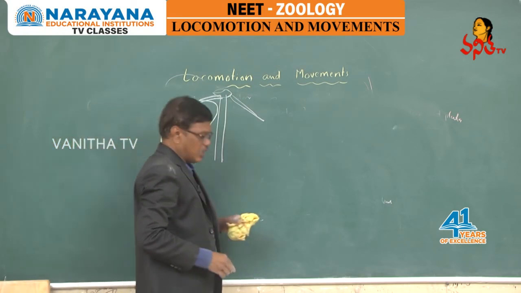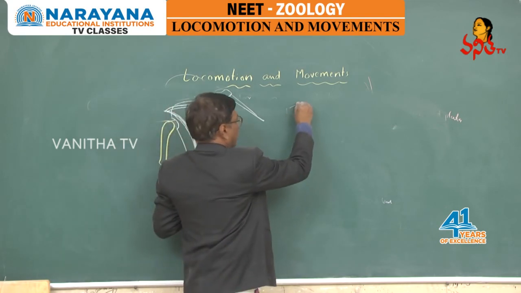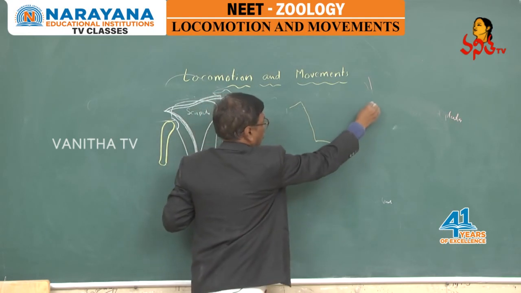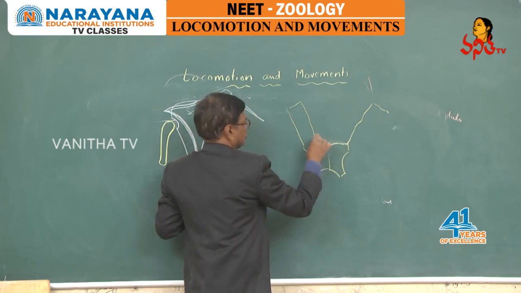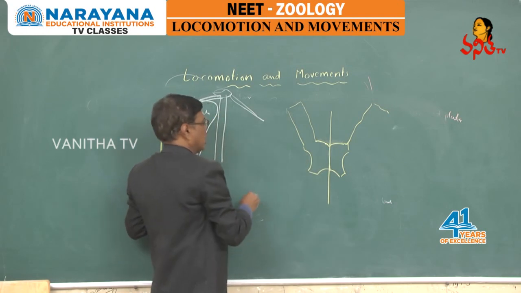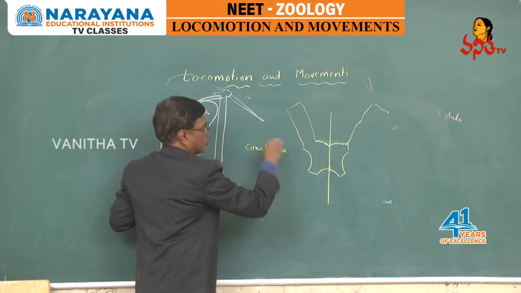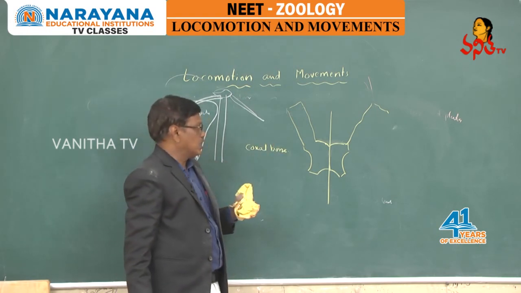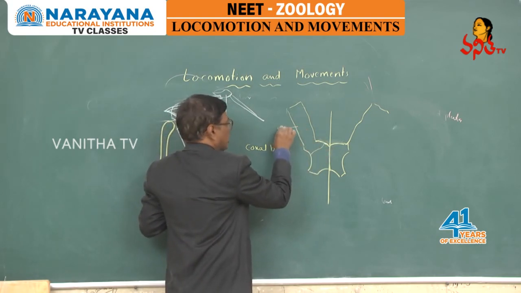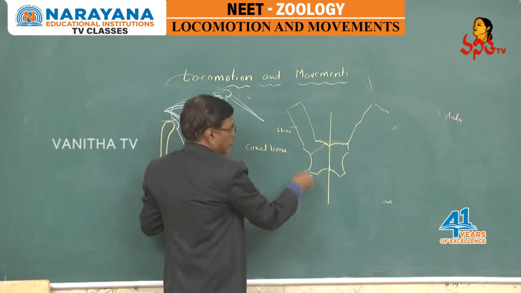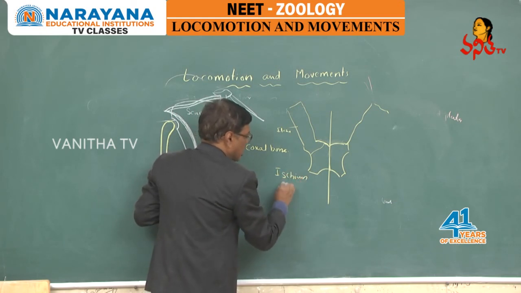Then coming to the pelvic girdle, it is a U-shaped girdle like this. It shows two identical halves. Each half of the pelvic girdle is called a coxal bone. But in the embryonic stage, each half is formed by fusion of three bones: the iliac bone, and on the ventral side, the ischium and pubis.